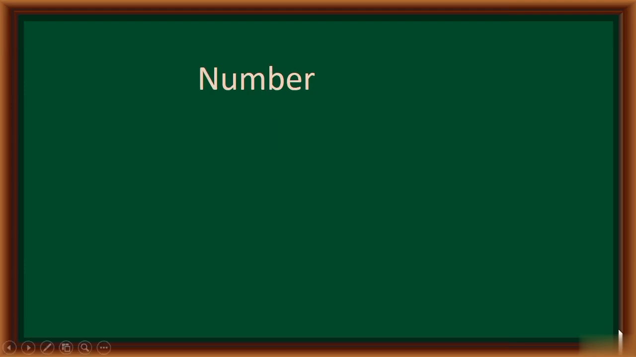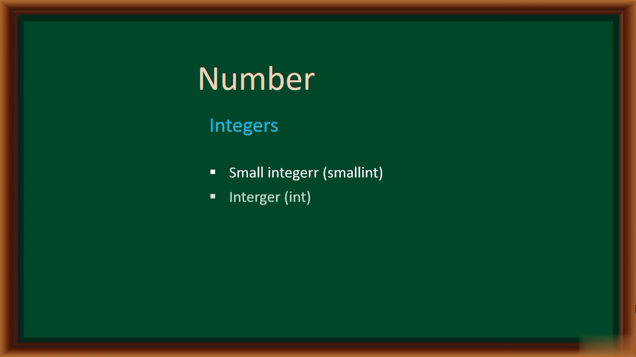The number data type. Postgres provides 2 distinct types of numbers. The first is integers, and there are 3 types of integers. So you have the small integer, which basically is a 2-byte signed integer, and then you've got the integer itself. This is a 4-byte integer, and then you've got the serial.